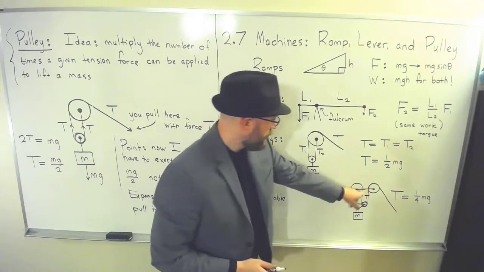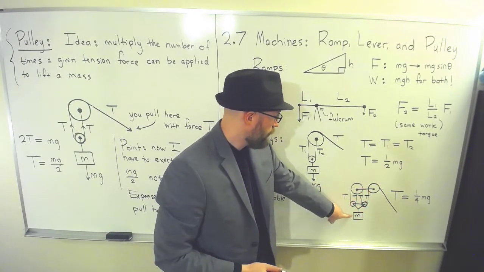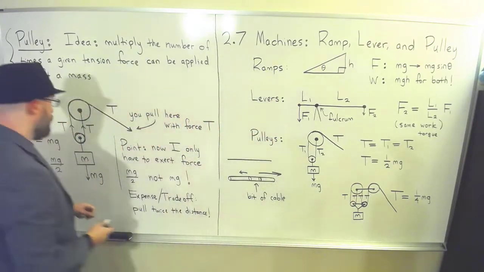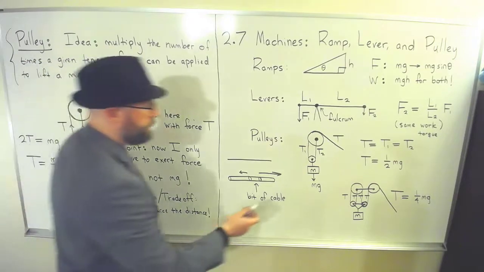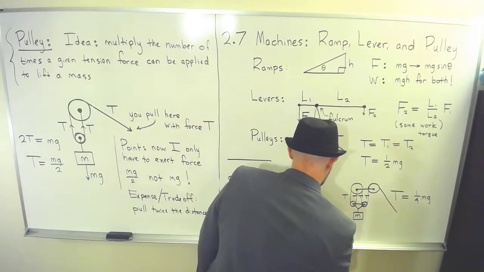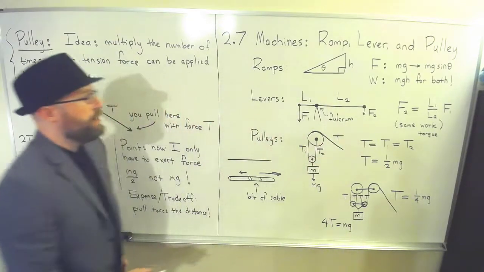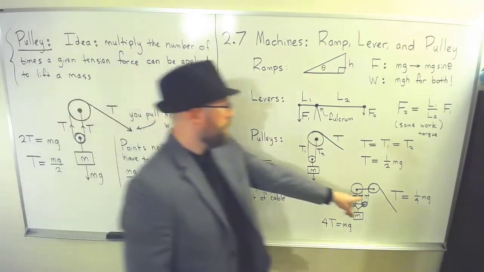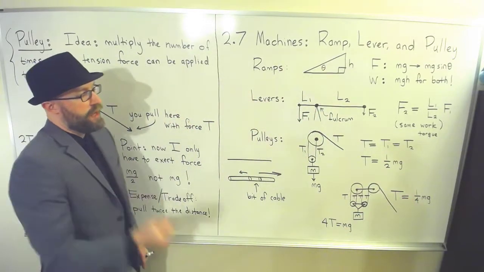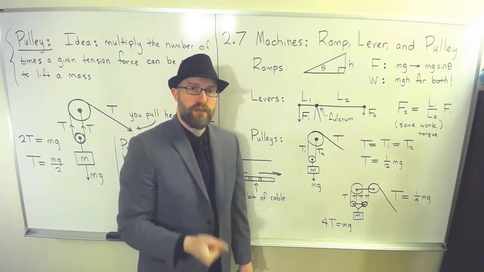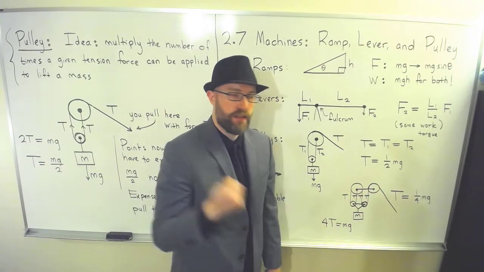So you're going to have the same tension throughout the cable, and each of these tension forces is pulling up on this mg here, on this mass here. And so what you'll get then is that 4 times the tension is equal to mg. And what that boils down to is, as I've written here, the tension is only 1/4 of what mg is. So you only have to apply a quarter of the weight of that weight there in order to lift it up.